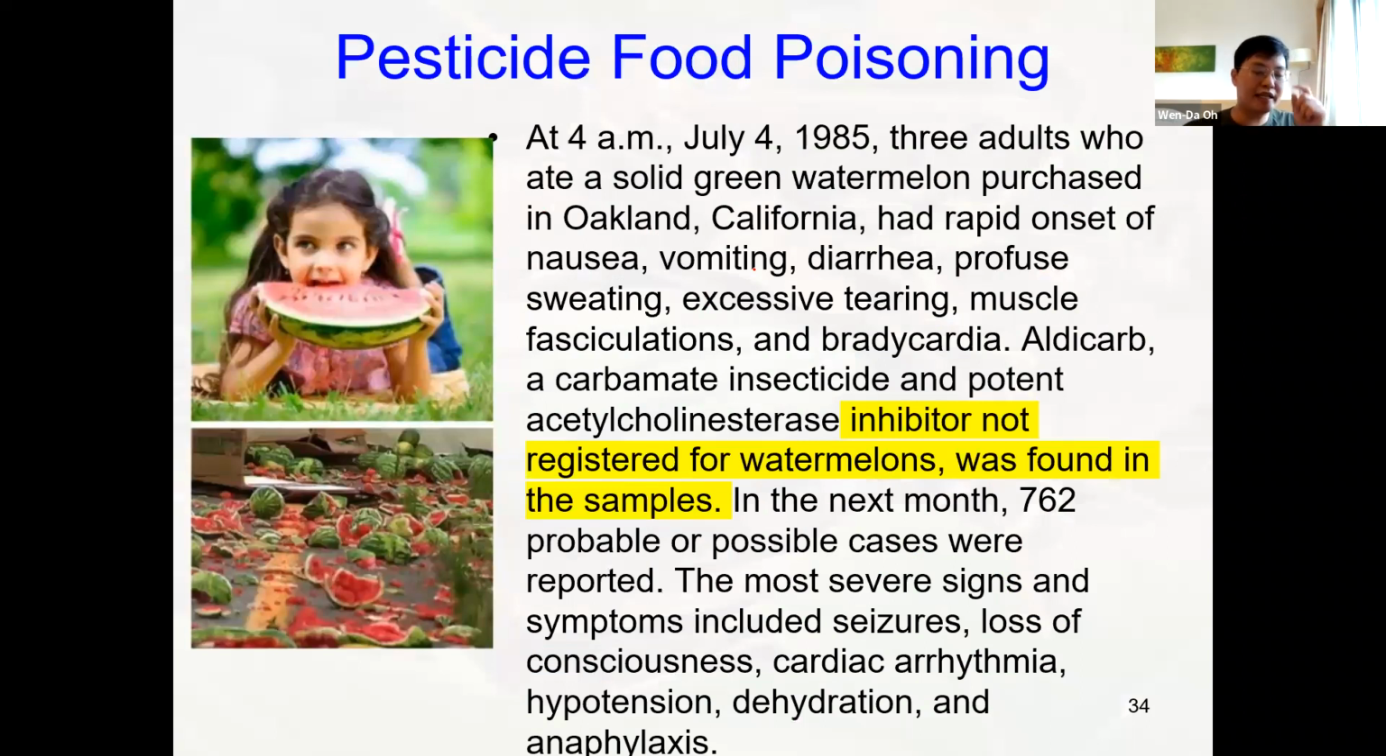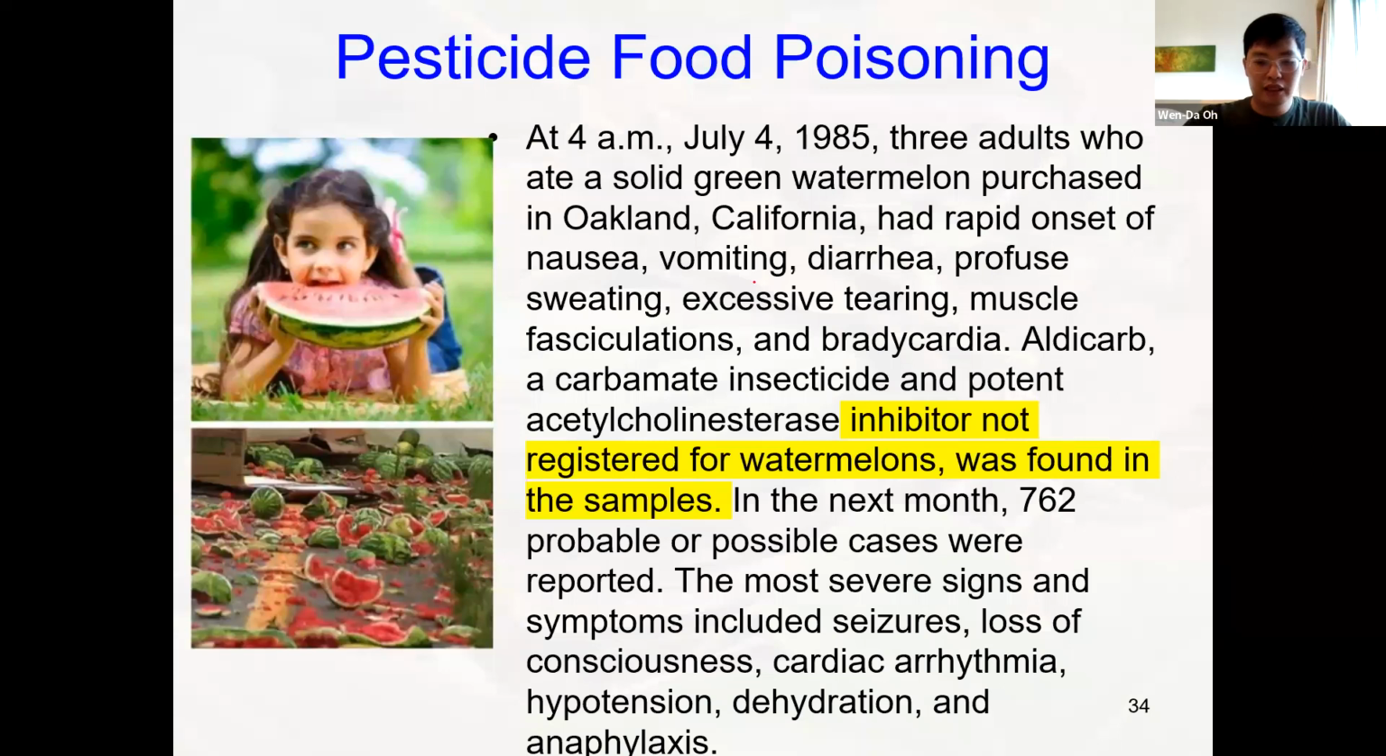One example of this absorption is pesticide food poisoning. In 1985, several people purchased watermelon from California. After consuming it, they started to feel nausea, vomiting, diarrhea, sweating, excessive tearing, muscle fasciculation, and a lot of other effects from that watermelon.